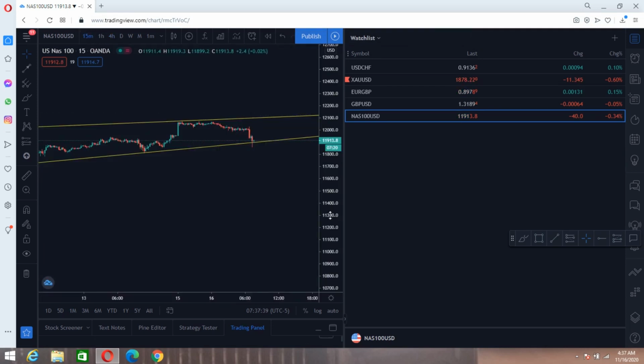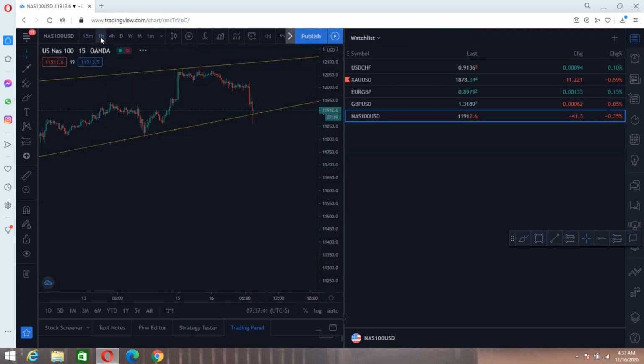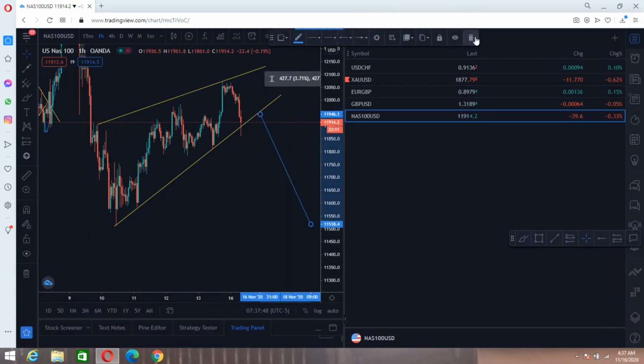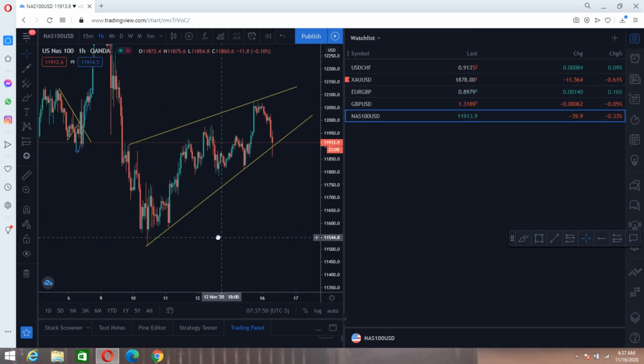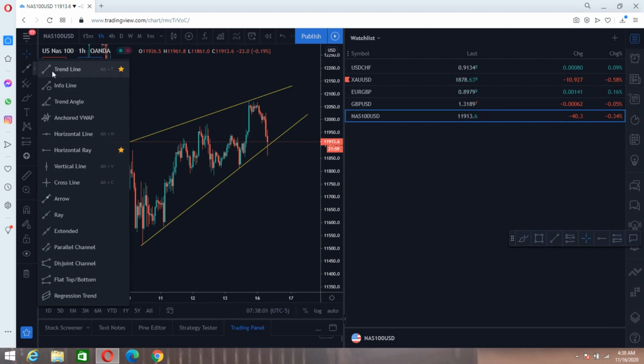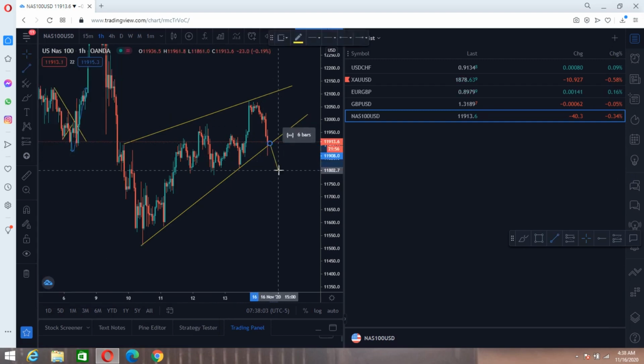This is what I'm expecting on NAS 100 to break. Why did I put this arrow here? I'm waiting for it to break. After it breaks, then I'm waiting for a retest. Let me just show you. Break. This is a strong zone.